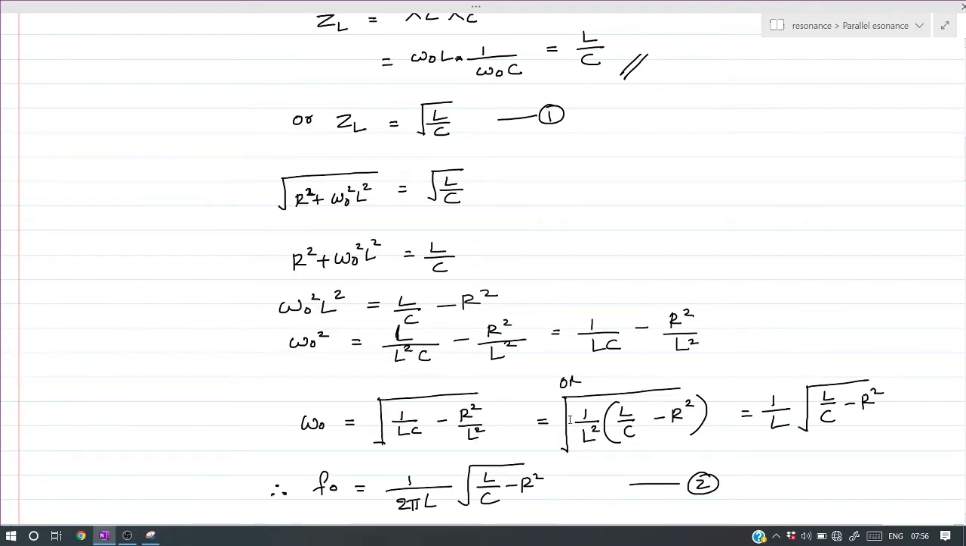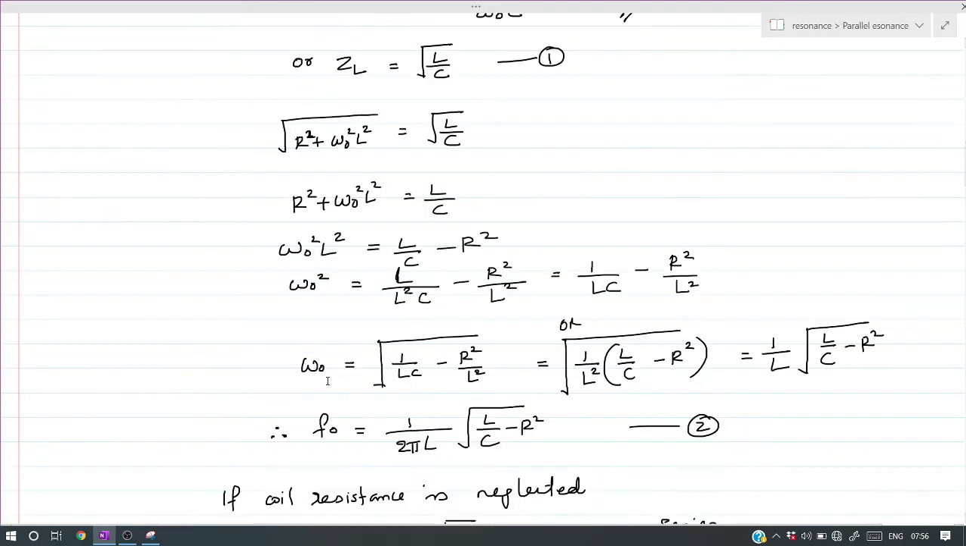Further simplifying, we can write it in compact form like this. For that, we can take L square outside, 1 by L square, and L by C will be available here, and here we can have R square. So 1 by L square root is 1 by L, that we can take outside. So 1 by L into root L by C minus R square. So resonance frequency in hertz, F0, can be written as 1 by 2 pi L root L divided by C minus R square. Let it be equation number 2.